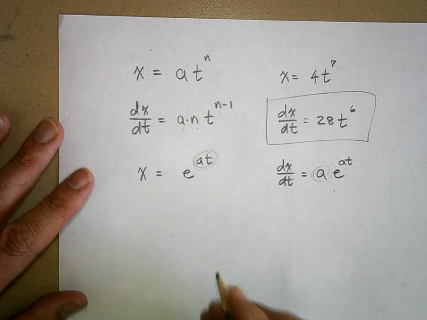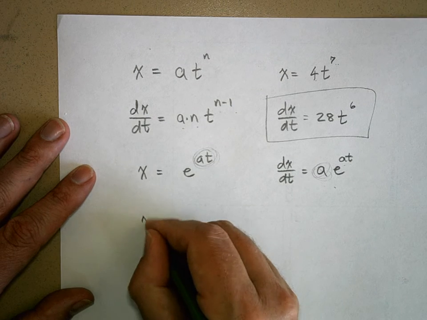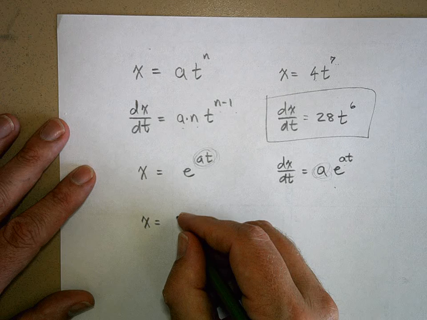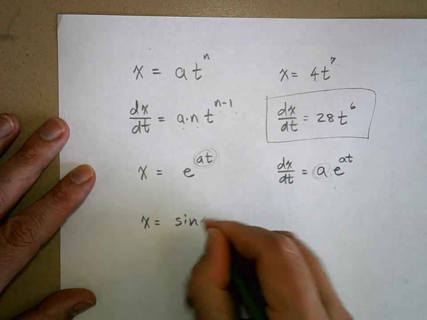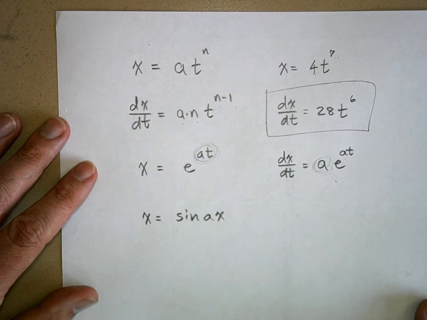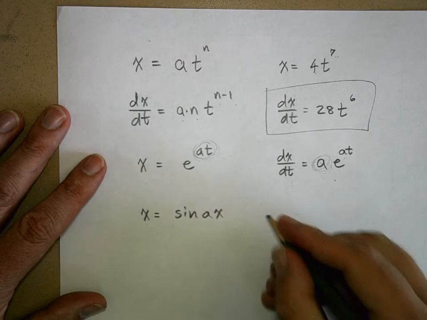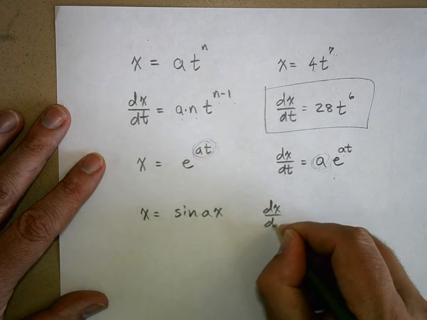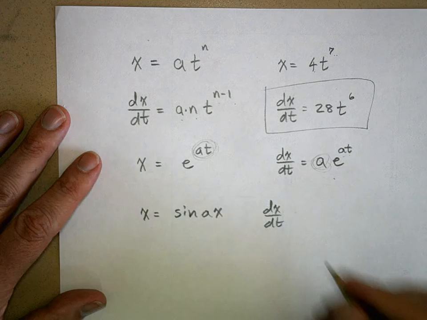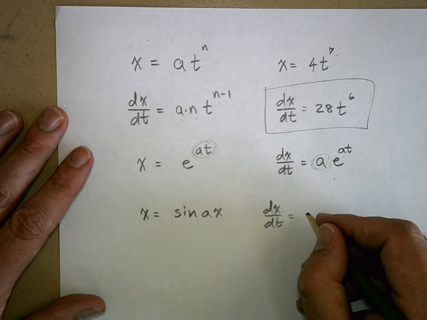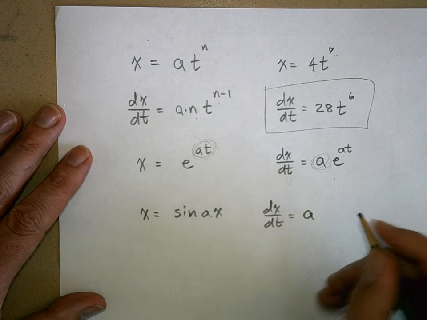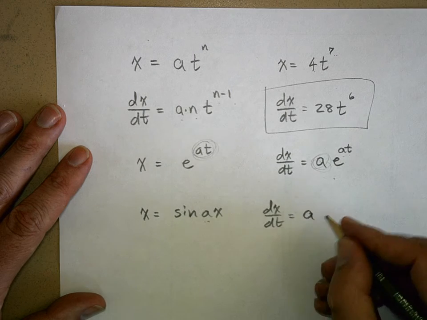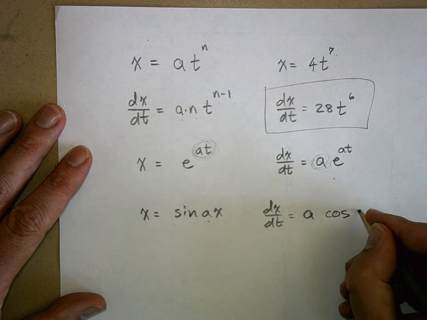What if x is equal to the sine of a times t? Well, the derivative of a sine wave is a cosine wave. It's just going to be a times cosine of at. You need to keep that a. Oh, wait, I meant to put t in there. I'm sorry.